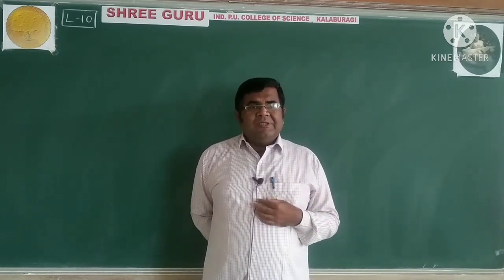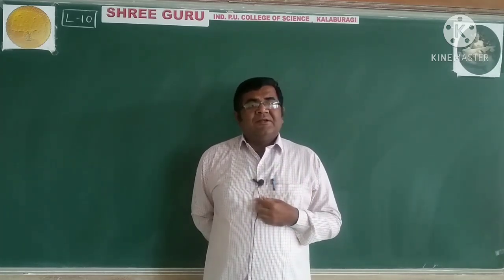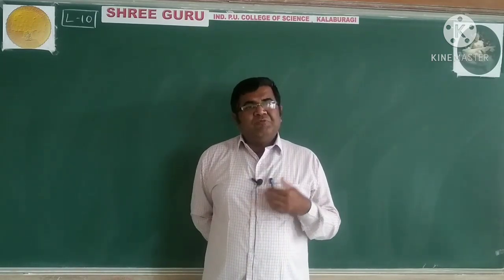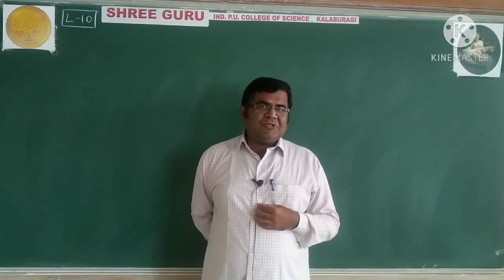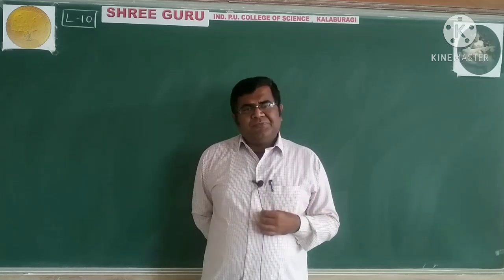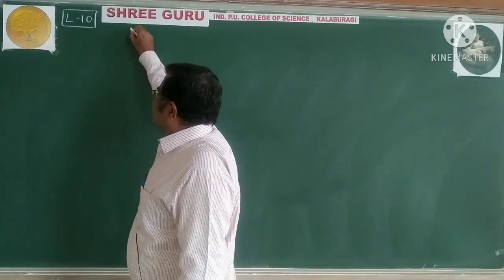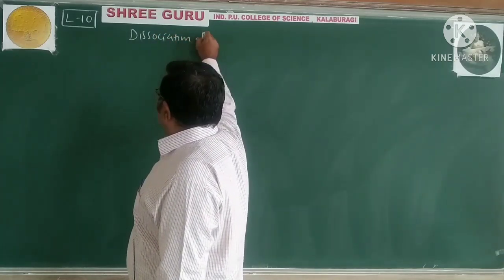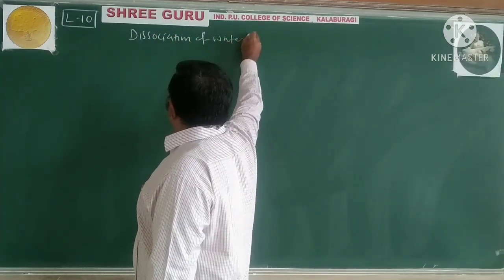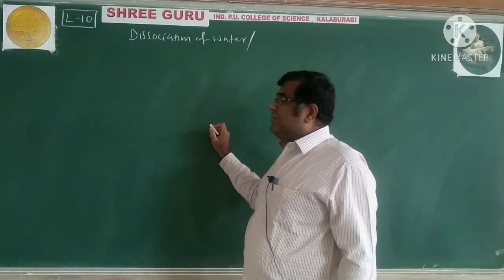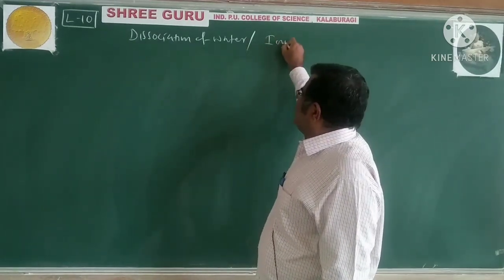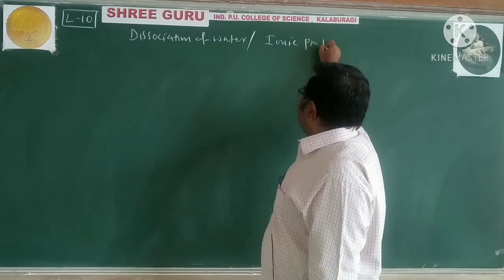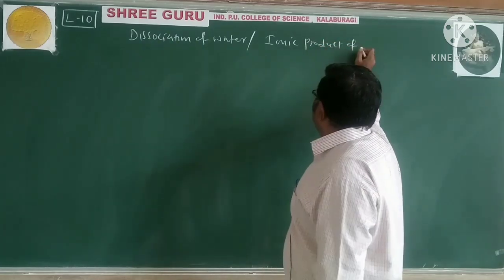And the most important thing is, if an example is before us, we should be able to distinguish which type of acid we are talking about. Now today we will learn about the dissociation of water. In fact, we are learning one important concept here called the ionic product of water.